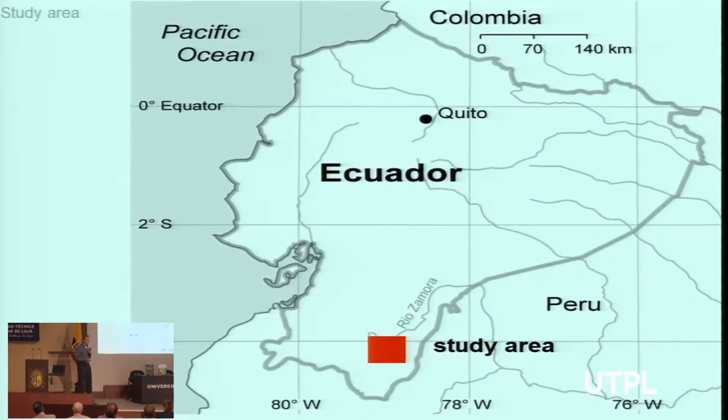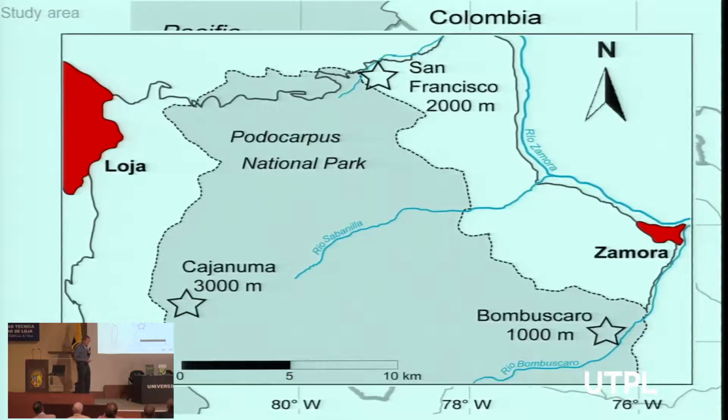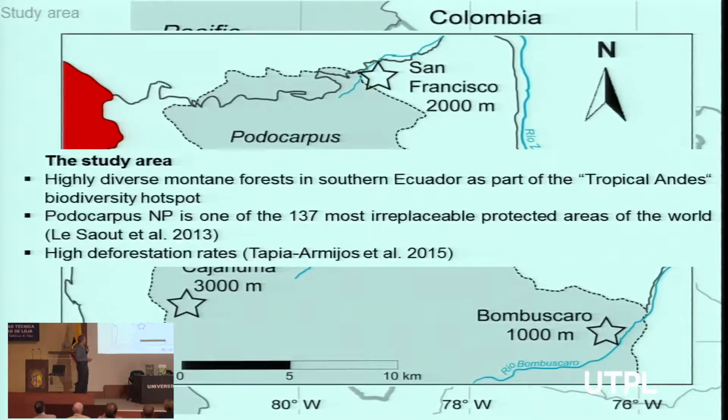So our study area, we are here in the south of Ecuador. We have three study sites: 3,000 meters close to Loja, here the Cajanuma entrance of the Podocarpus National Park, 2,000 meters the San Francisco Reserve, and 1,000 meters also in Podocarpus National Park. It's a highly diverse area. The Podocarpus National Park is famous for its high number of endemic species, not only in plants, but also especially in reptiles and birds. On the other hand, we have high deforestation rates in the area, and in the surroundings of the Podocarpus National Park, there's almost nothing left of intact forests of the same size.